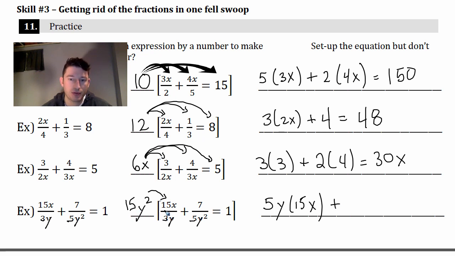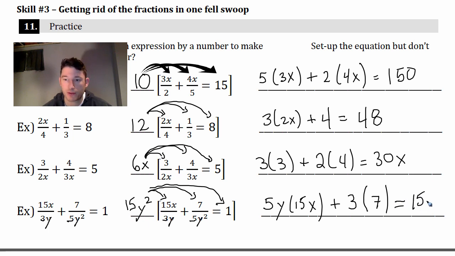Plus 15 over 5, so now I'm doing the second one. 15 over 5 is 3. Y squared over y squared cancels out, so we're good. So that's just going to be 3 times 7. And finally, 15y squared times the n there is going to be just 15y squared.